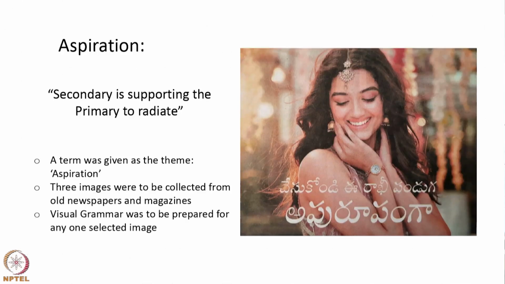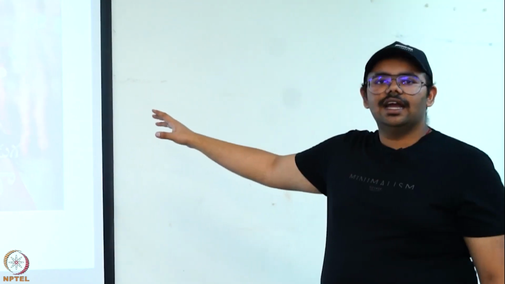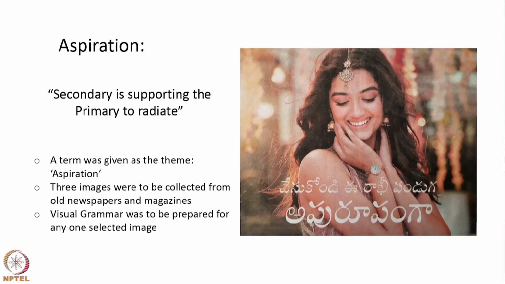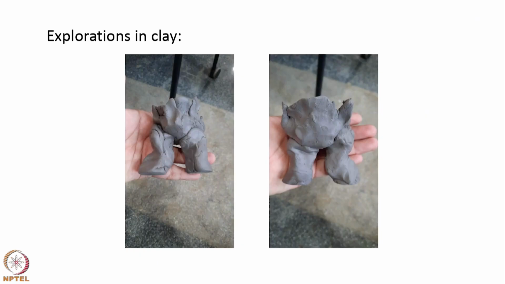Then for the aspiration one, my theme was secondary is supporting the primary to radiate. As you can see in the picture, the secondary is the hands of the lady and the primary is the beauty of the lady. So it's supporting to radiate the beauty. In this case, 3 images were to be collected. This was the final one which I chose.